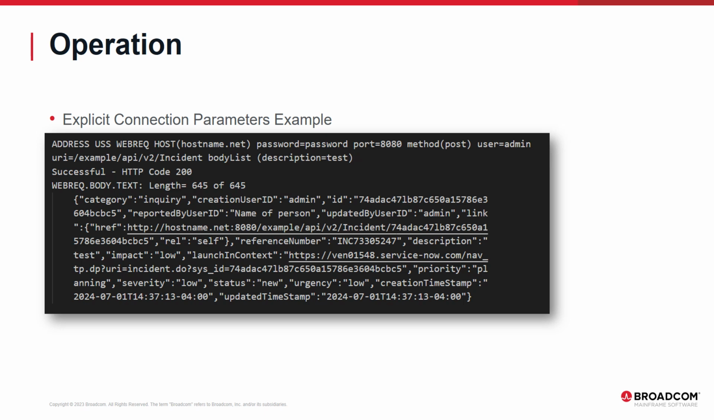In this example, we're going to create a new incident and specify everything that's needed, so host, port, user ID, and password. The method is a post, and the target is to the incident API of example. For content, we're going to provide a simple description of description equals test as the body list. So that got sent out and was successful, and the response text is returned in the predefined variable webreq.body.text. This specific example is returned as a JSON document.